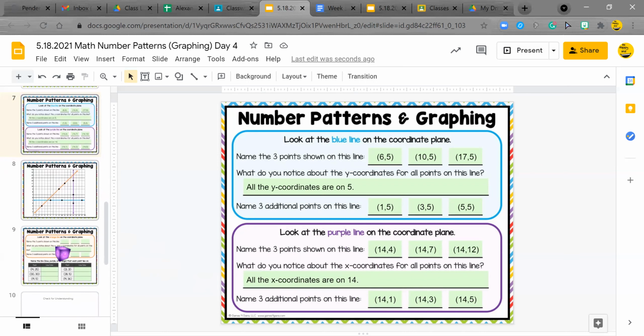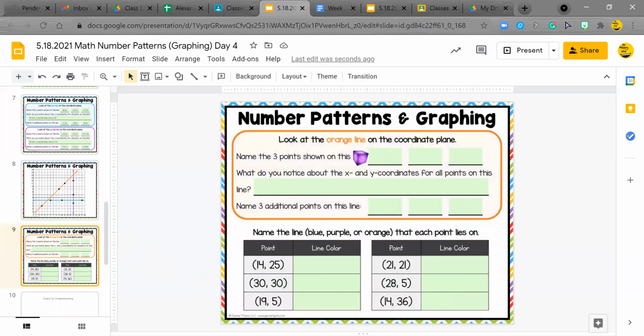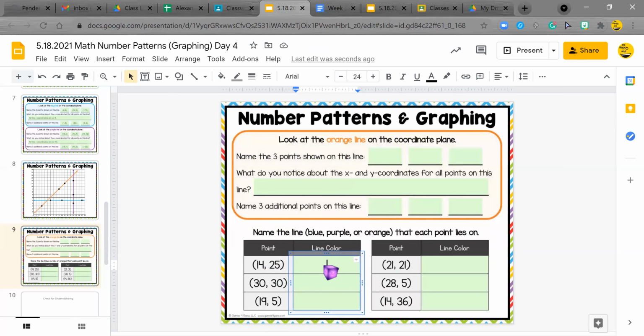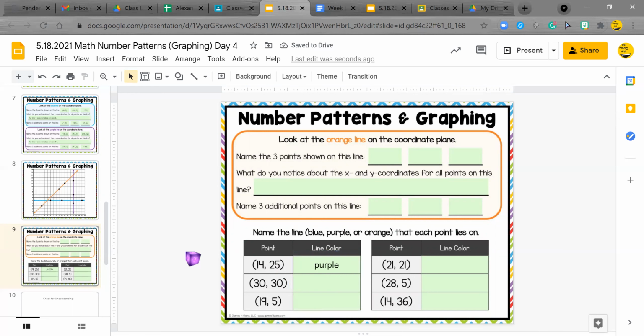It's okay. So ladies and gentlemen, you're going to try to do the orange one by yourself. That's where this is. And figure out which line each of these are on. I'm going to do this first one for you so you can see. It says 14, 25. So I'm going to go over here and go 14, 25. 25 is not here, but because it's on 14, what color is that line? Yeah, so right here, I'm going to write purple. That's simple. You're just looking at the numbers.